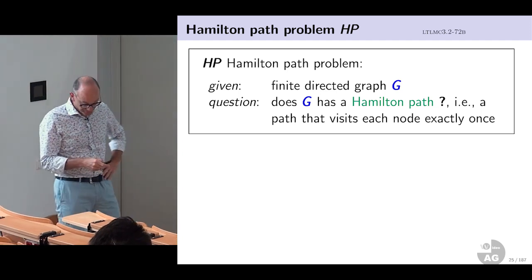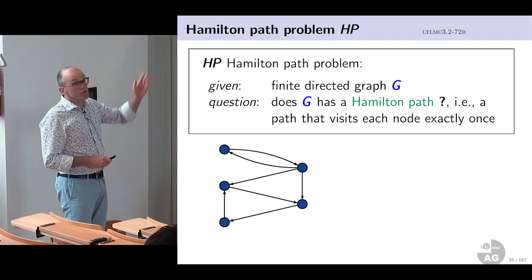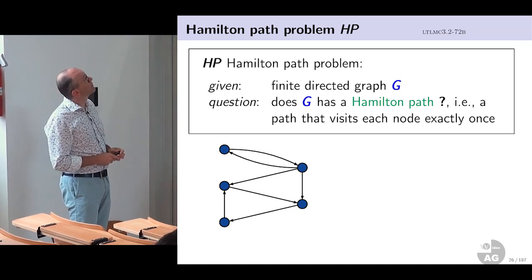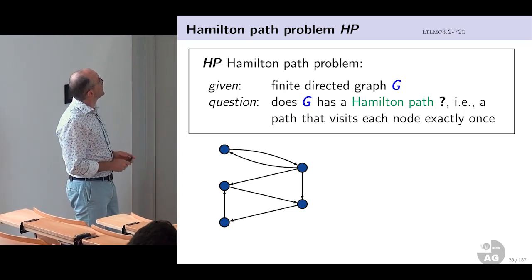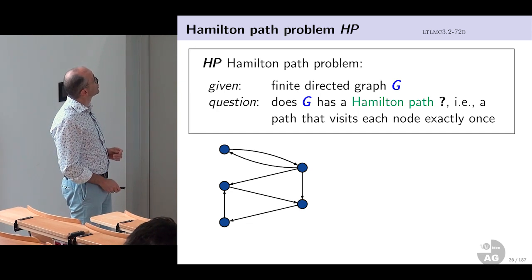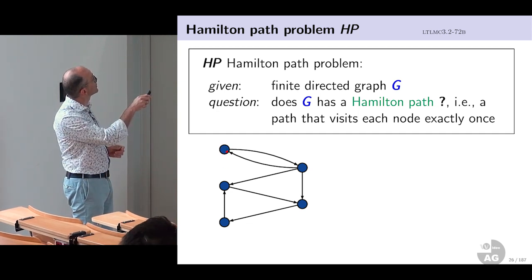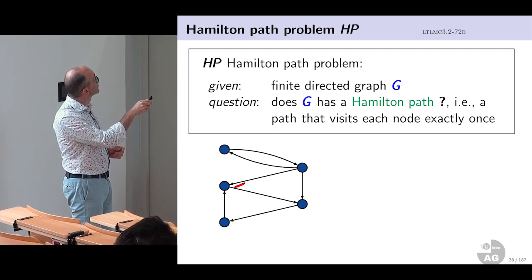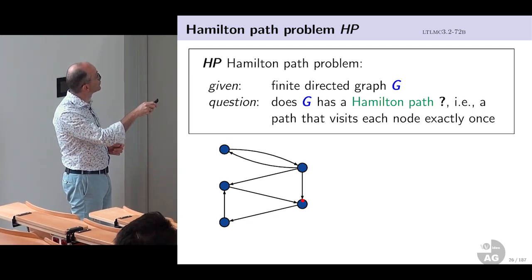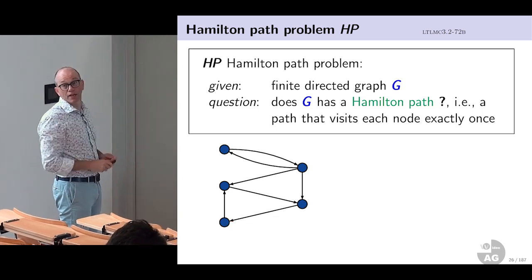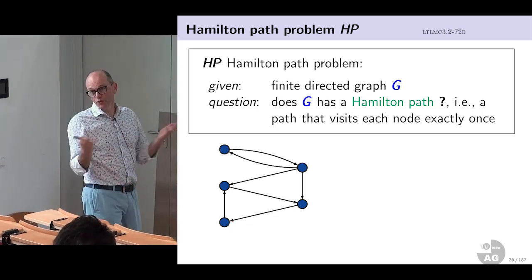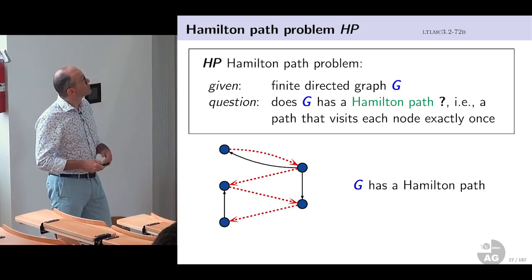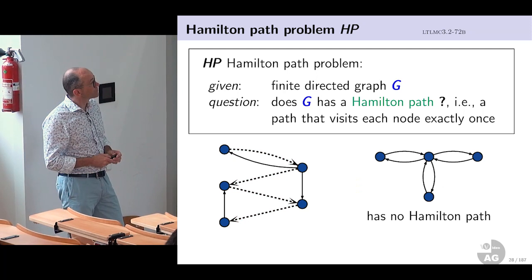Good, so let's suppose that this is my finite directed graph. Question, is there a Hamilton path in this graph? That means, is there a path that visits every node exactly once? Well, you could, for instance, start here, then we go there, then we could, for instance, move here, right? Then we can move there, and then we do there. So it's a kind of a zigzag through the graph, and you have a path that exactly visits every node once. So indeed, this has a Hamilton path.